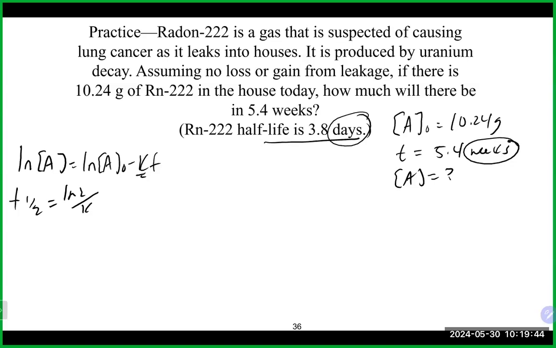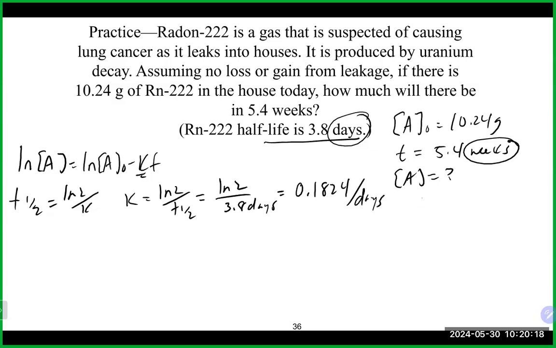It doesn't really matter which one you convert, but you do need to get them into the same units. So I'm going to leave my half-life in days. I'll eventually convert my weeks into days for my time. So if I solve for my decay constant, natural log of 2 over the half-life, which once again, I'm going to leave in days here. If you converted the half-life into weeks, you will have a different number than I have right at this point. Got something like 0.1824, again, reciprocal days.